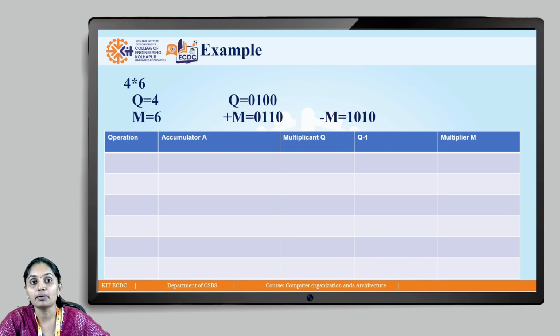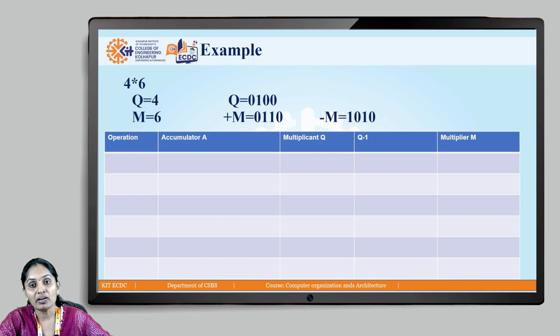This is the example 4 into 6. So 4 is your multiplicand and 6 is your multiplier. First we will convert 4 into its binary value. What is the binary equivalent of 4? That is 0, 1, 0, 0. And what is the binary equivalent of 6? That is 0, 1, 1, 0.